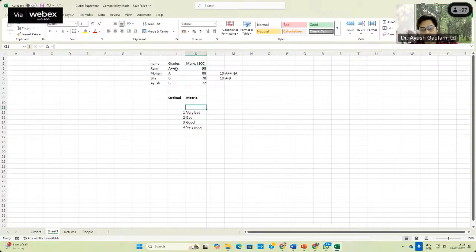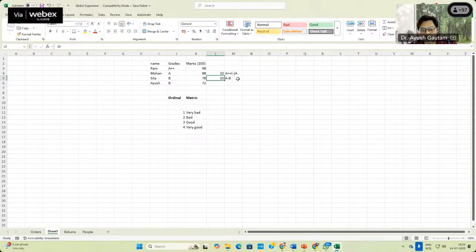But here interval doesn't mean that, so what is interval data? I'll tell you. अभी हम बात कर रहे हैं metric data. I cannot say A minus B equal to 10. That's why this is ordinal data. But here I can say 88 minus 78 equal to 10. That's why I can say this is metric data.